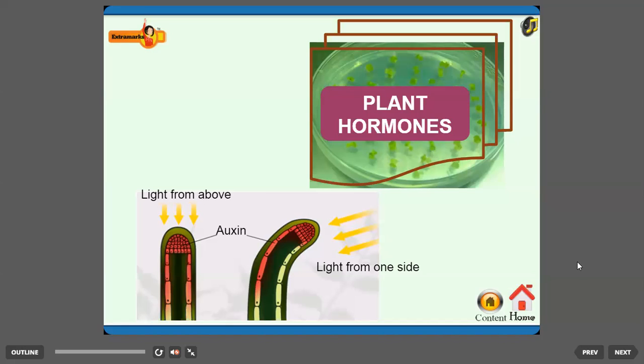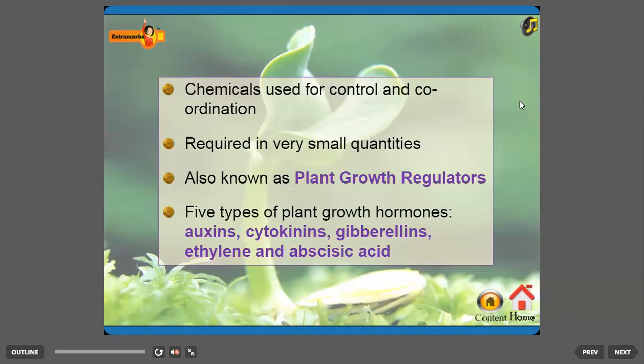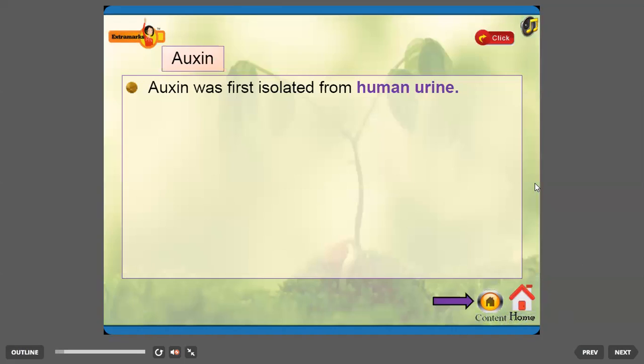So let's see what our slide is telling us. Chemicals used for control and coordination, required in small quantities, are also known as plant growth regulators. Auxin, cytokinins, gibberellins, ethylene, abscisic acid. These are my examples. Auxin was first isolated from human urine.